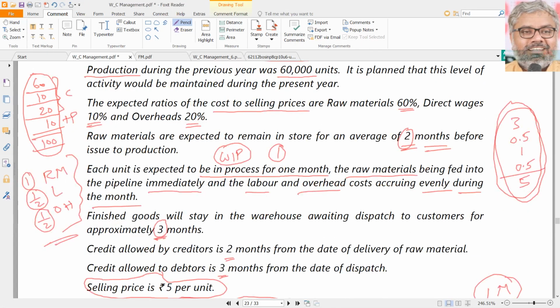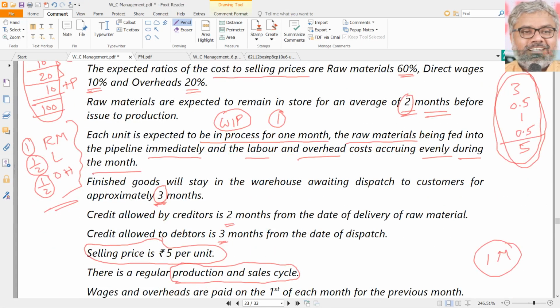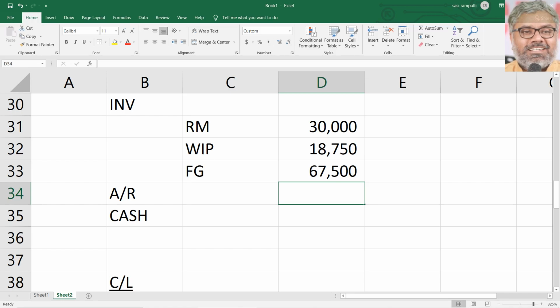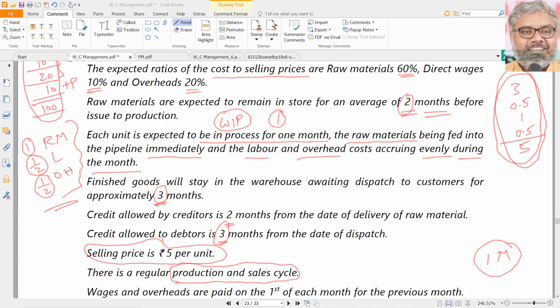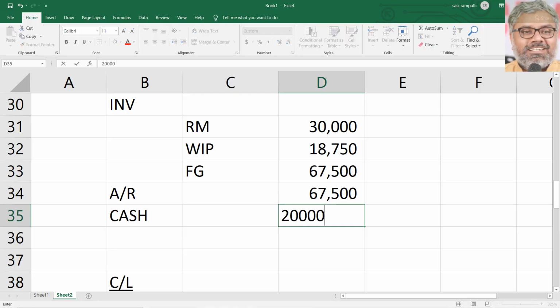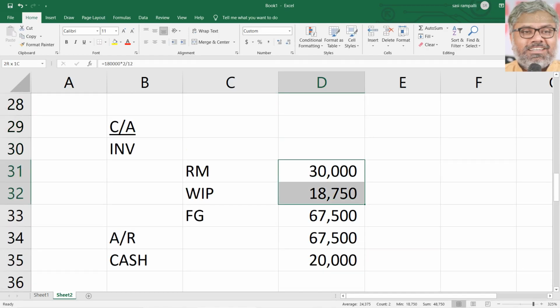Then accounts receivable, credit allowed to debtors is 3 months. Again, normally there could be a difference between cost of goods sold and cost of sales. In this case, since cost of production is equal to cost of sales, both are the same. Accounts receivable also, since it is 3 months, will be the same: 2,70,000 into 3 by 12, 67,500. Incidentally, debtors and finished goods are the same, not necessarily. Next, cash is given as 20,000 rupees according to the question. So these are the various current assets.